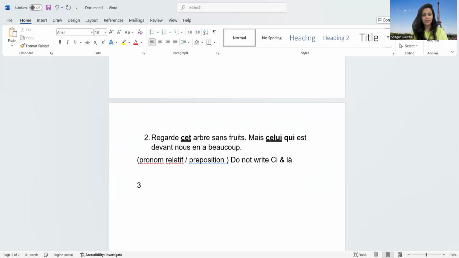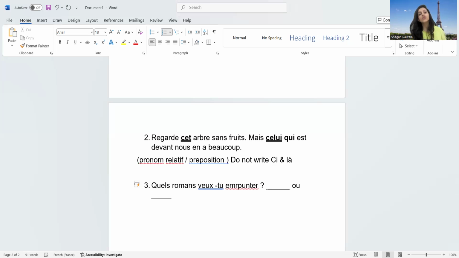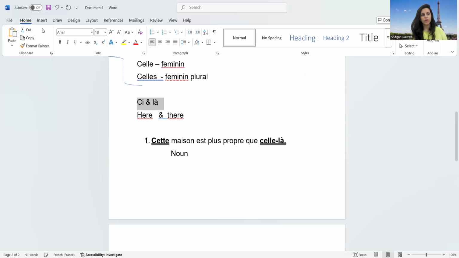Okay, and the last rule that we have is: Quel roman veux-tu emprunter? Okay, dash or dash. So when there is a choice, okay. When there is a choice, that's my third rule. When there is a choice, I'm going to write both of them.